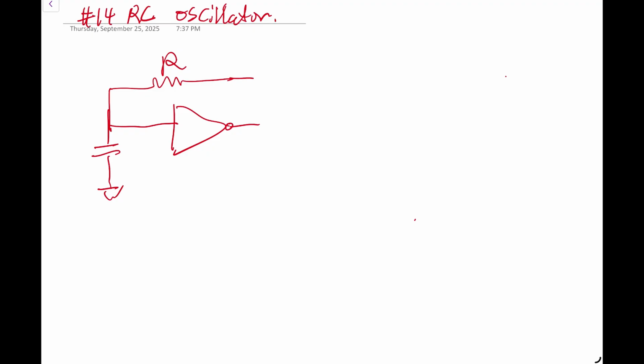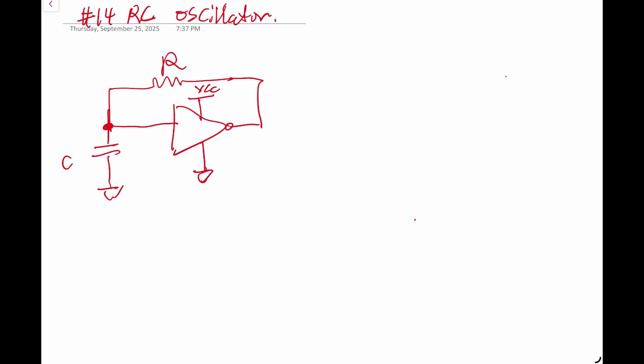So what really happened? Let's draw an RC oscillator here. If we have a C, a capacitor to ground, and you have a resistor R like that, and you have an inverter. The inverter has a ground and a VCC. So this is a very simple circuit, okay? And we have C and R there.